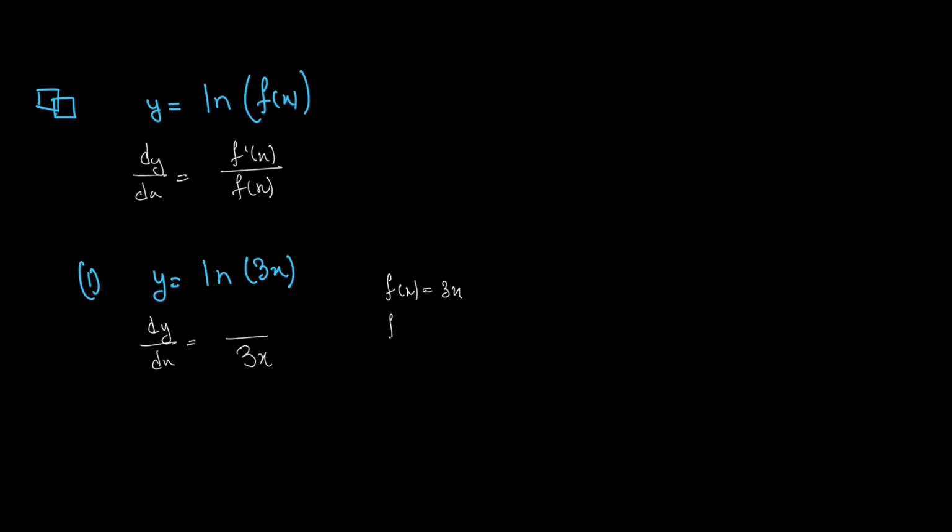Now we have to differentiate it with respect to x one time. Differentiating 3x with respect to x gives us 3, so we write 3 on the numerator. Now we can simplify this expression by cancelling out 3. So 3 is cancelled out, we get 1 by x, and that is our answer.